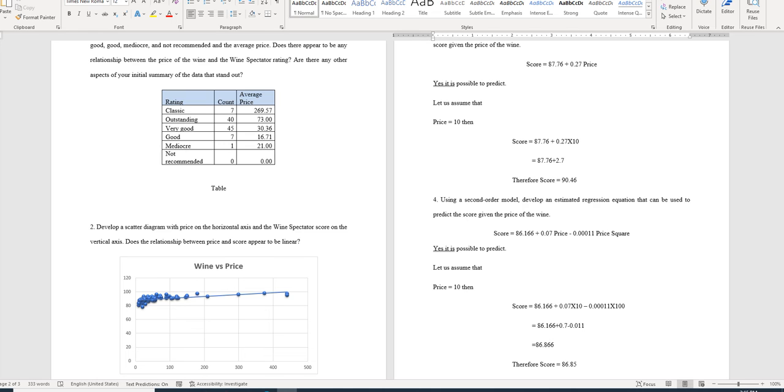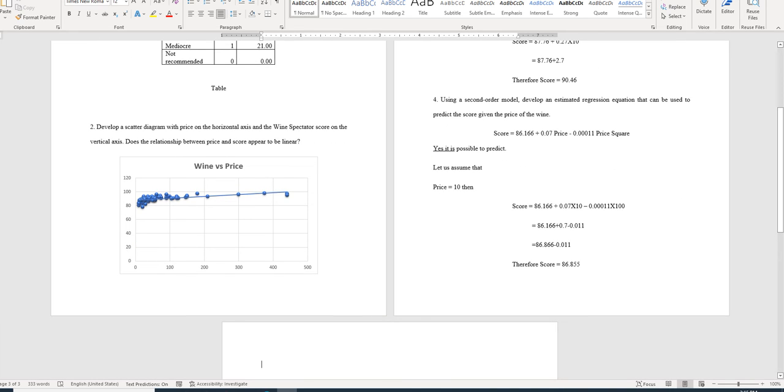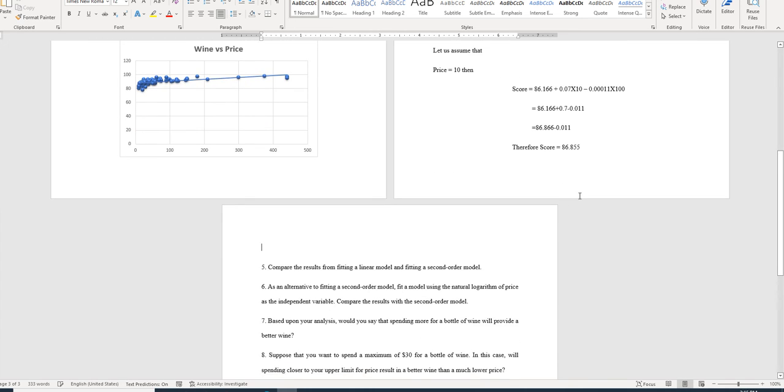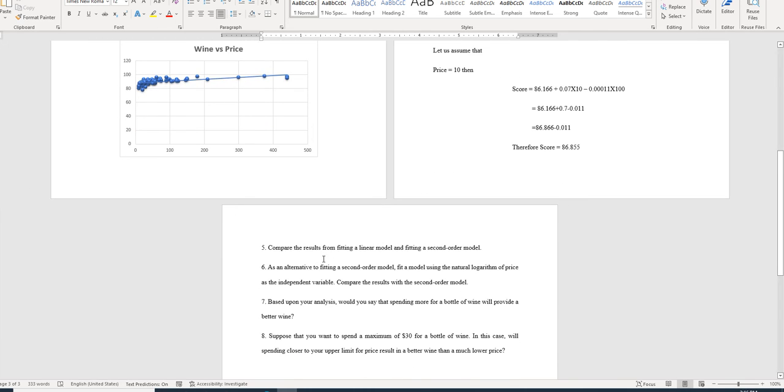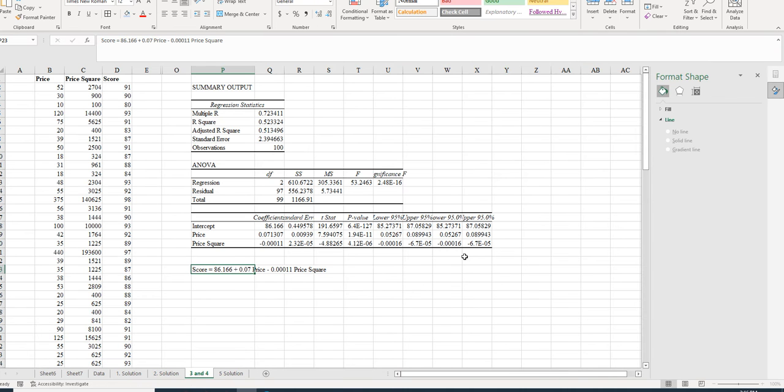86.866 minus 0.011, this will be 86.855. Okay, this is the answer. So it clearly shows that we can predict the value using the second order linear regression equation, and hence we concluded it. Comparing the two linear relations and fitting related information.